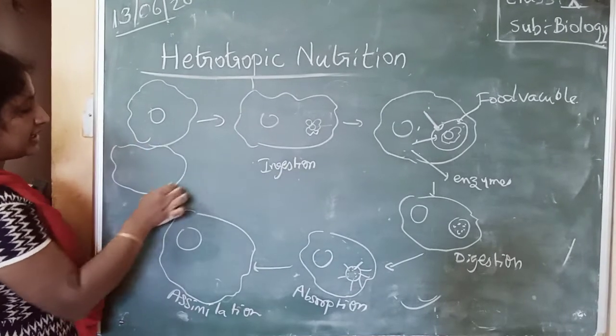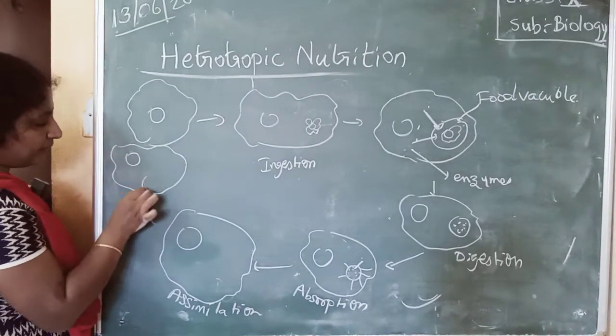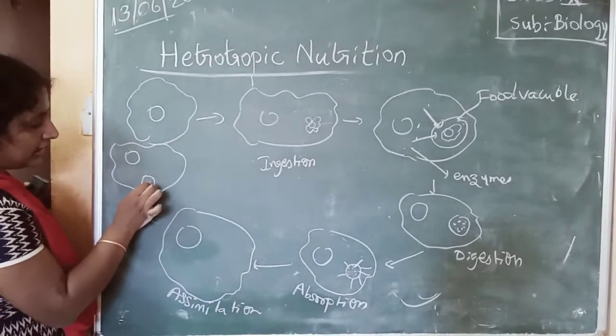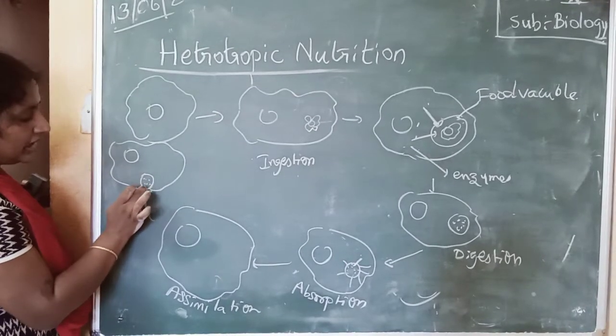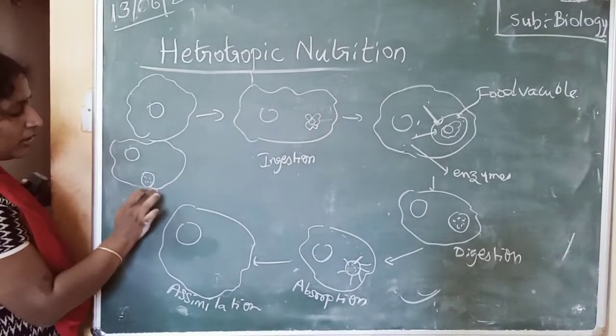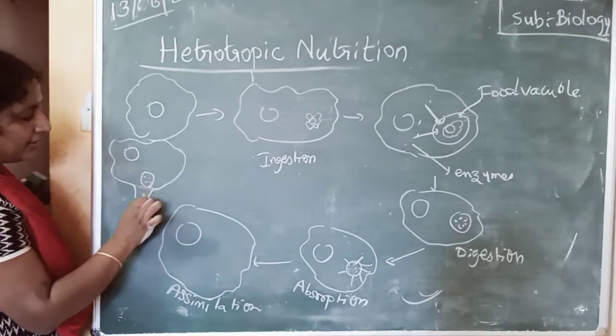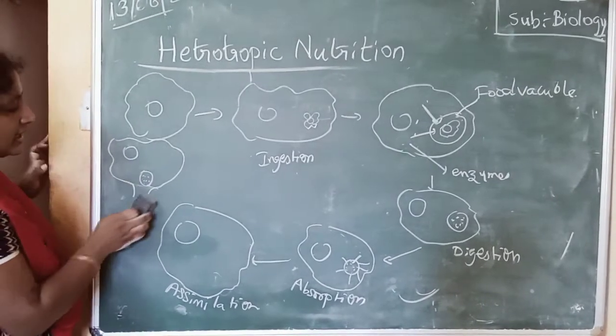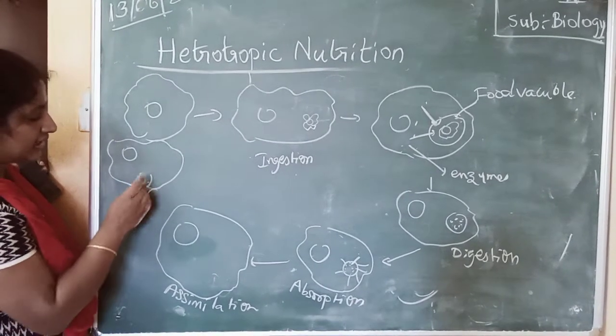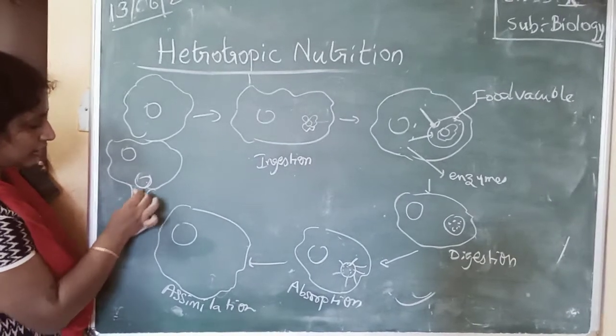The undigested food will be in the food vacuole. It will come near the body membrane. The body membrane will break and it will send out the undigested food outside, like this.